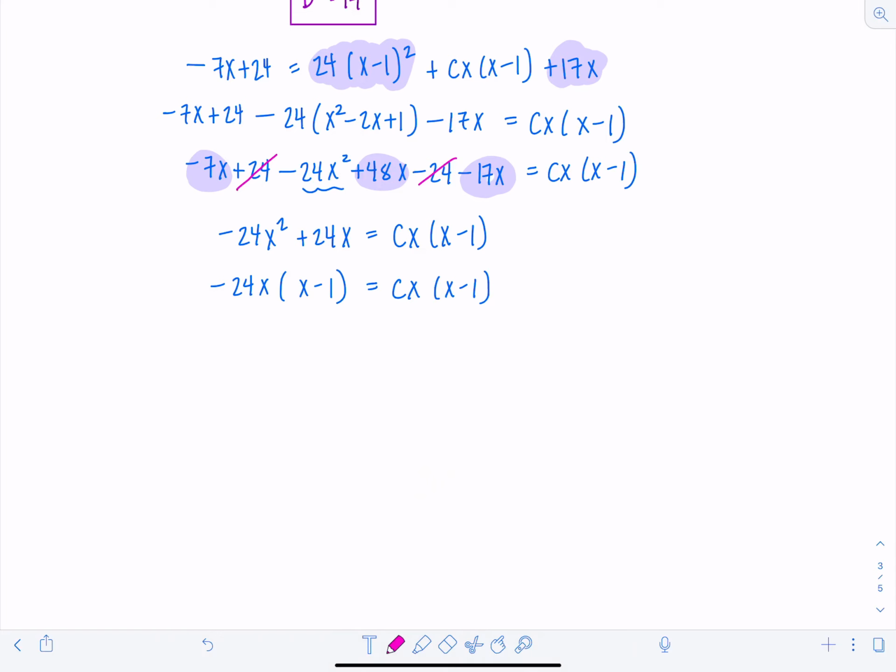So that means I can cancel the x. I can cancel the x minus 1. And I know now c is equal to negative 24. You guys, we made it. We made it. So now we're going to put our answer all together.